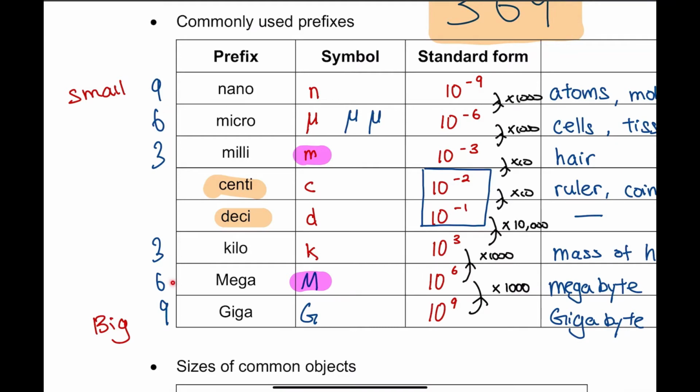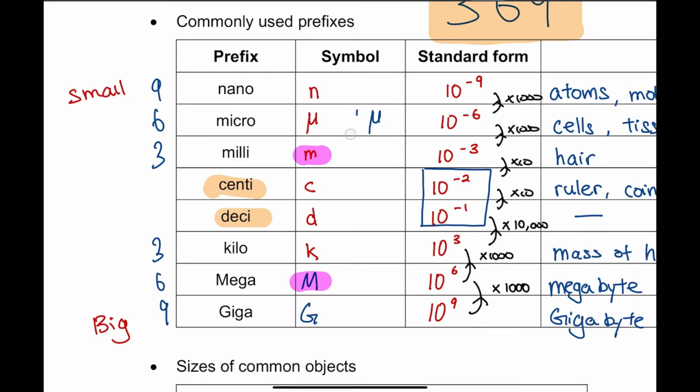369, 369. Centi and deci, I'm sorry, I can't help you with any mnemonics. You have to memorize it. Nano is represented by the small letter n, and it is 10 to the power minus 9. It is the smallest. Micro is your second smallest, represented by the letter mu.